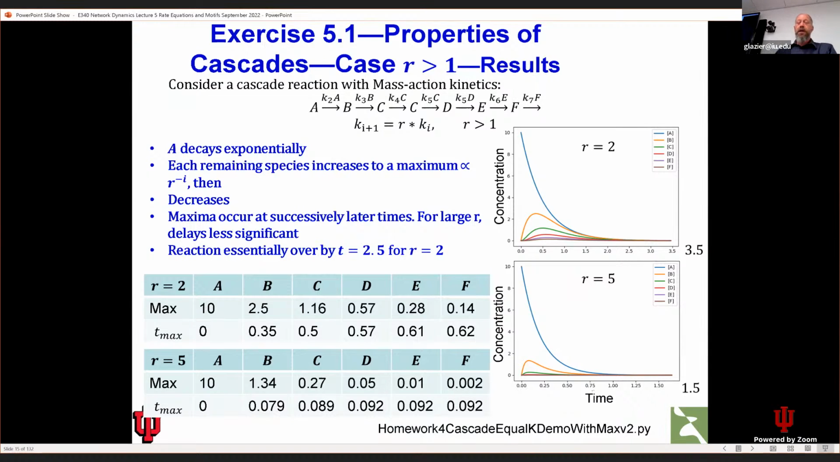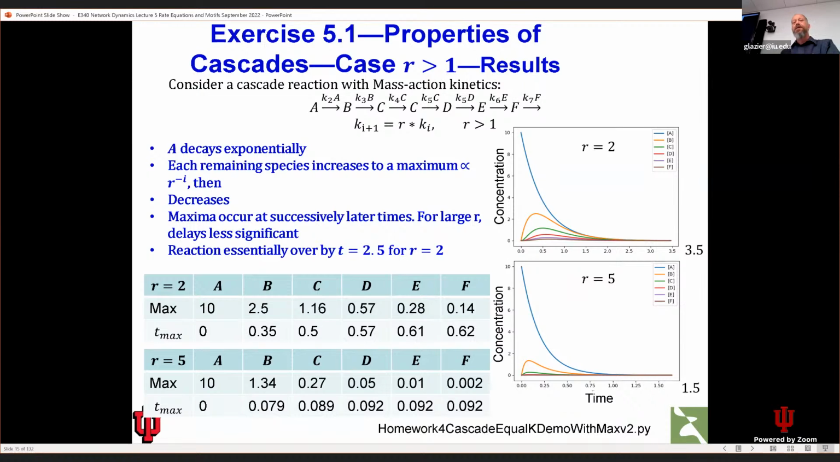The second thing is if I go from r equals 2 to, say, r equals 5, what I notice is that the time of my maximum for r equals 2 is 0.35, 0.5, 0.57, 0.61, 0.62. So the B peak is a little bit earlier than the others. But if I go to a value of 5, for example, the peaks happen almost all at the same time. And as you point out, the amplitudes go down almost exponentially now in the peak order. The amplitude goes about like r to the minus i, where i is the peak order. So that's great. Thank you.